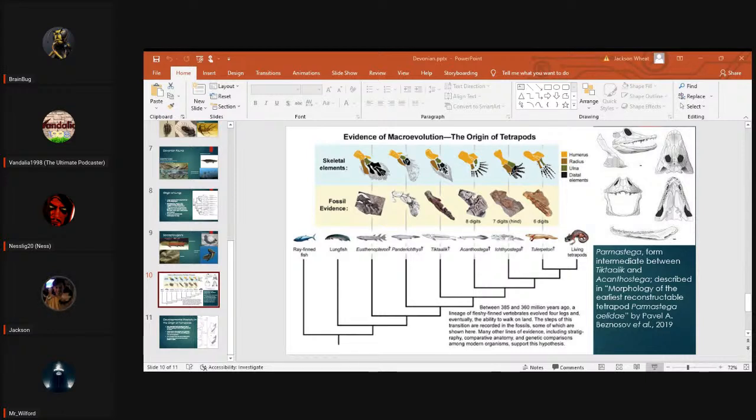Yeah, 2019. So you have Parmastega, which is morphologically intermediate between Tiktaalik and Acanthostega. This reminds me of the creationist cop-out where for every transitional fossil you find, Dr. Banjo, isn't that his name, the Banjo Dango, says, I have you now, where's your transition between these two? And so, here it is: Tiktaalik and Acanthostega? Aha, now there's another gap. Oh well, I raised you Parmastega. Well, now there's another gap.